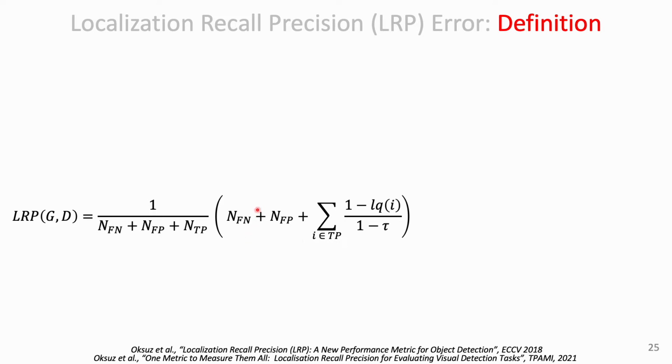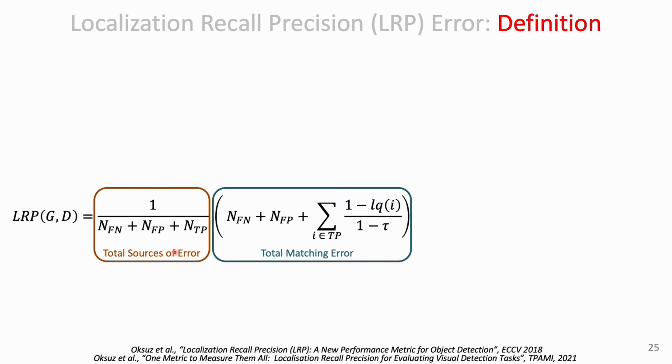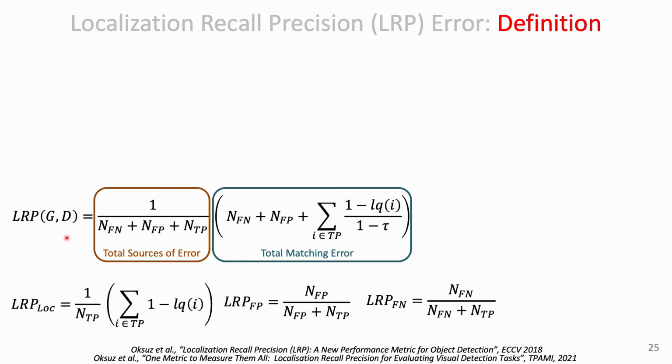LRP error includes the number of false negatives, the number of false positives, and a localization error for each true positive normalized with respect to 1 minus localization threshold tau. We can call this part total matching error, which is normalized by the total source of error in order to make sure that LRP takes values between 0 and 1. We can rewrite LRP error as a summation of three components: a localization component, a false positive component, and a false negative component.